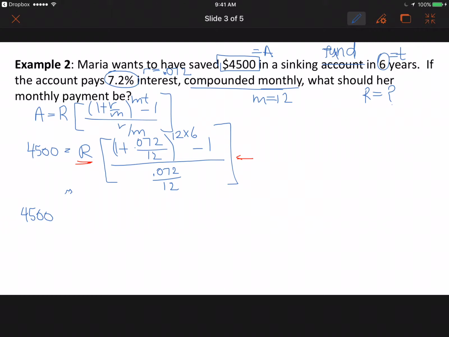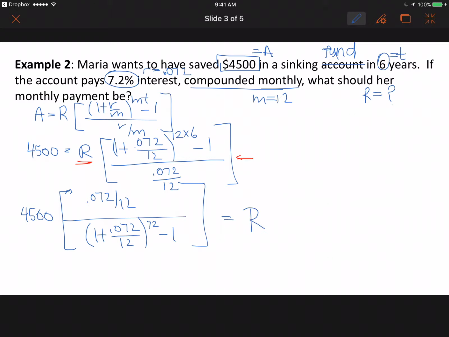4,500 times the reciprocal of that fraction. So 0.072 over 12 over 1 plus 0.072 over 12 to the 12 times 6, which is 72, minus 1 equals R. Now this is what you need to plug into your calculator. So go ahead and take a second to plug that in.